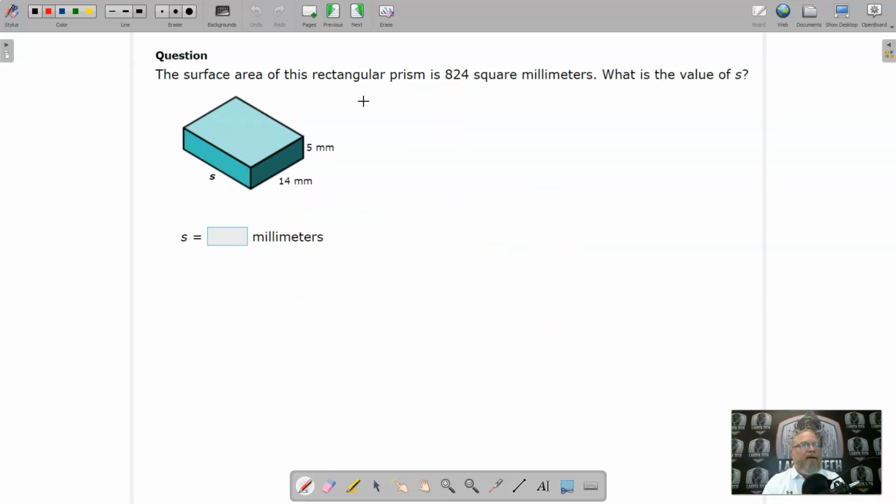So here we have the surface area of a rectangular prism, and it is 824 square millimeters. What's the value of S? So let's think about what we came up with for that. First let's go with length, width, and height. Our length we're going to say is equal to S. Our width is going to be 14, and our height is going to be 5. And the formula that we had was 2 times, in this case, length times height. Length times height would take care of this panel and this one back here.